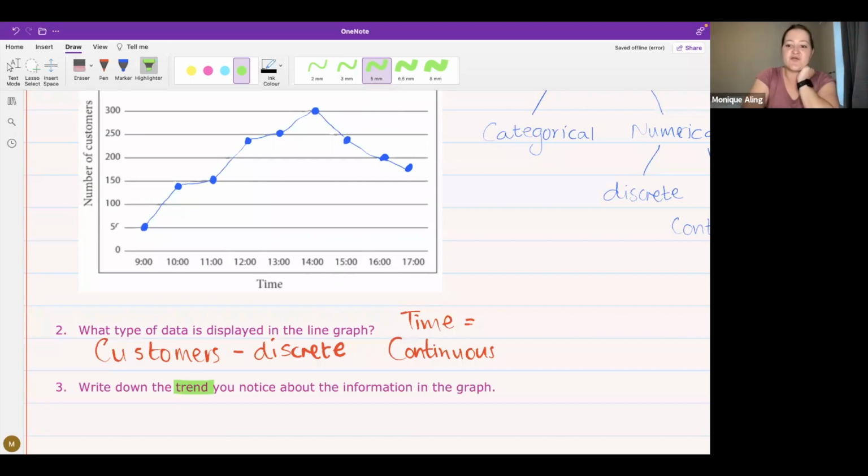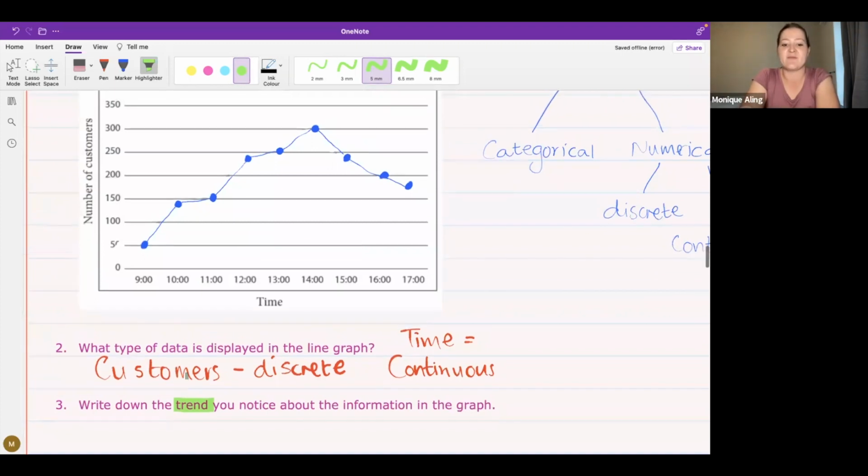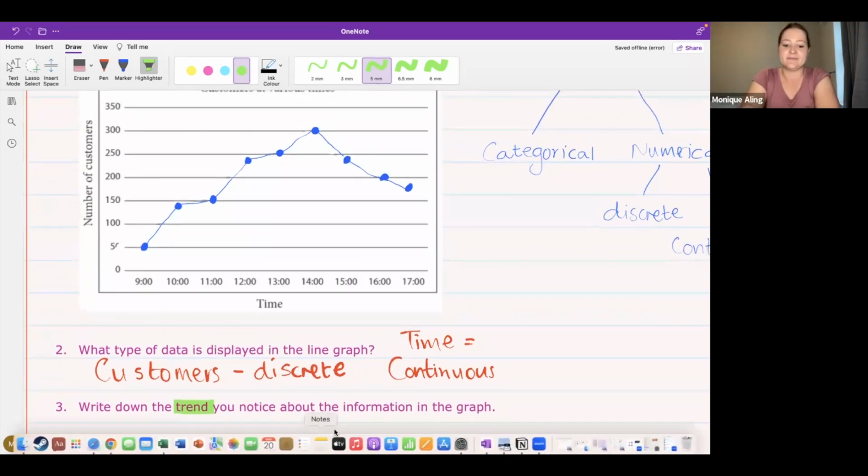Does anyone want to try that question for us? Write down the trend you notice about the information in the graph.